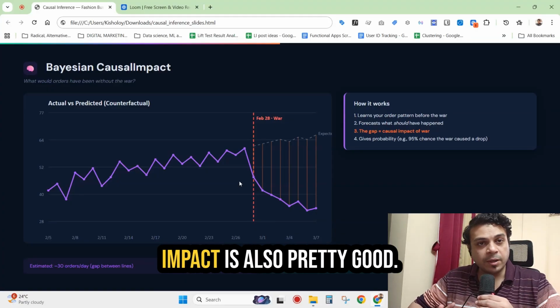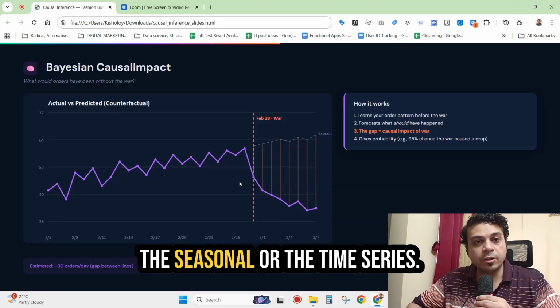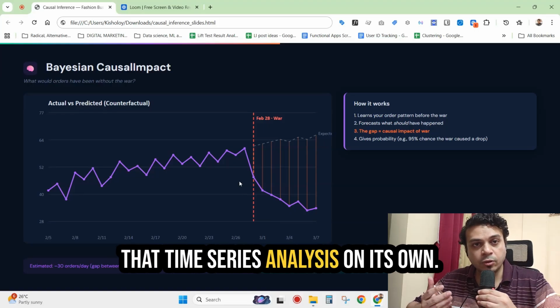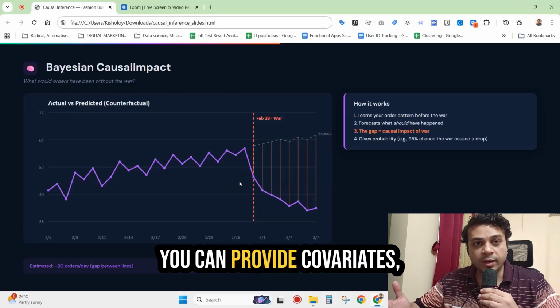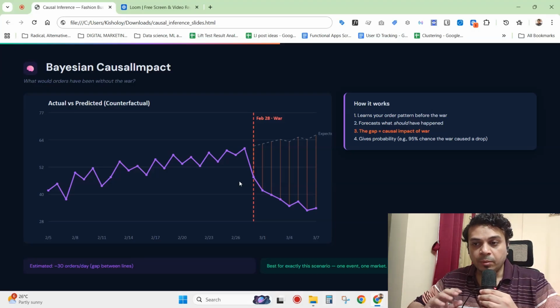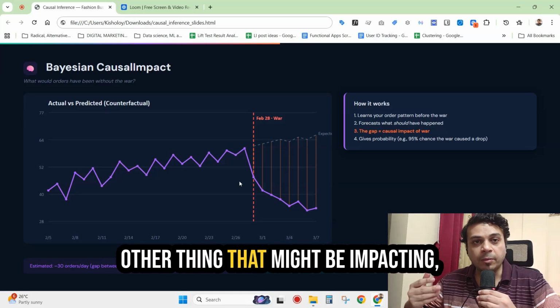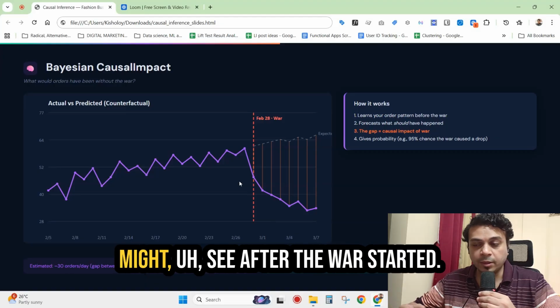But Bayesian causal impact is also pretty good, and the advantage of this is that this is going to learn the seasonal or the time series aspects from your data. It is going to do that time series analysis on its own, so you don't actually have to provide that specifically. You can provide covariates, which should not be impacted by the intervention. The covariates can be again other external factors, just to rule out any other thing that might be impacting the changes that we might see after the war started.